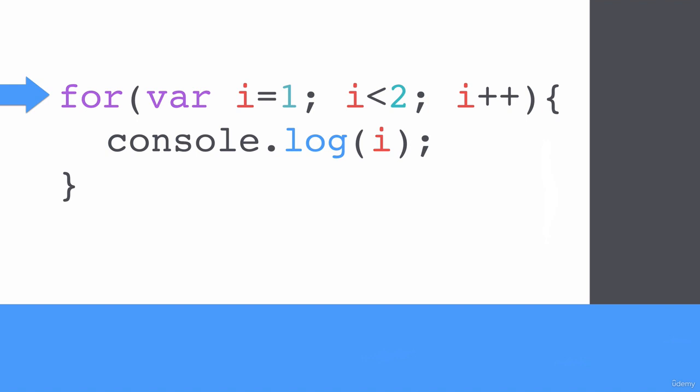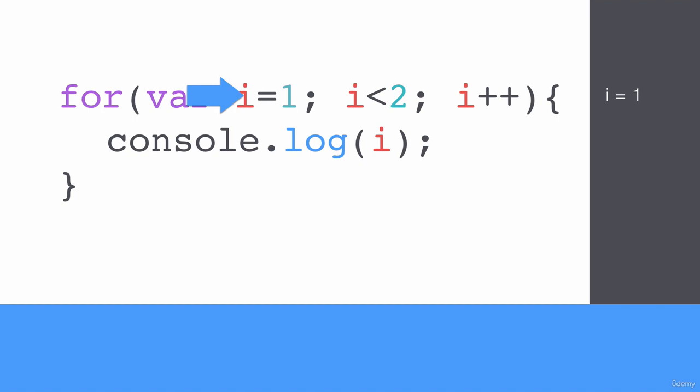So let's take a look at this for loop in action. In our case, we've got a for loop where we start off with variable i that's equal to 1. And we're ending when i is less than 2, and we're incrementing i by 1 each time. And inside the for loop, we're simply logging the value of i. So once we get to this line, the computer will run this code and create a variable i, and it will set it to equal 1.